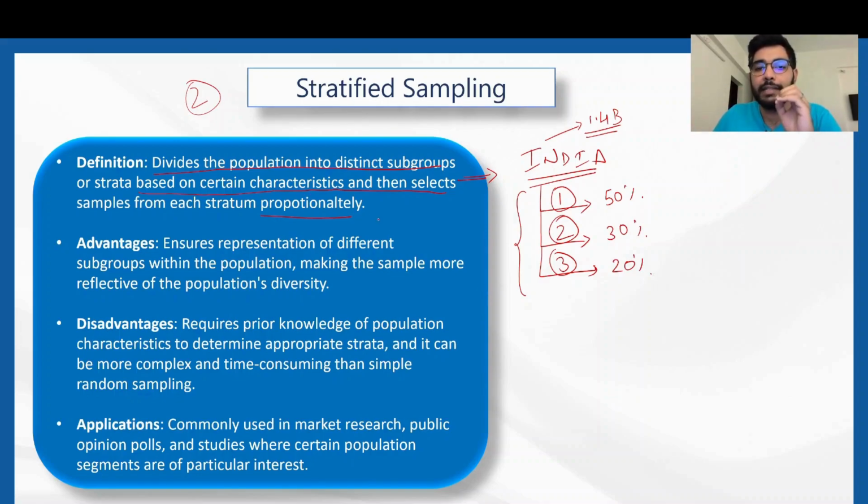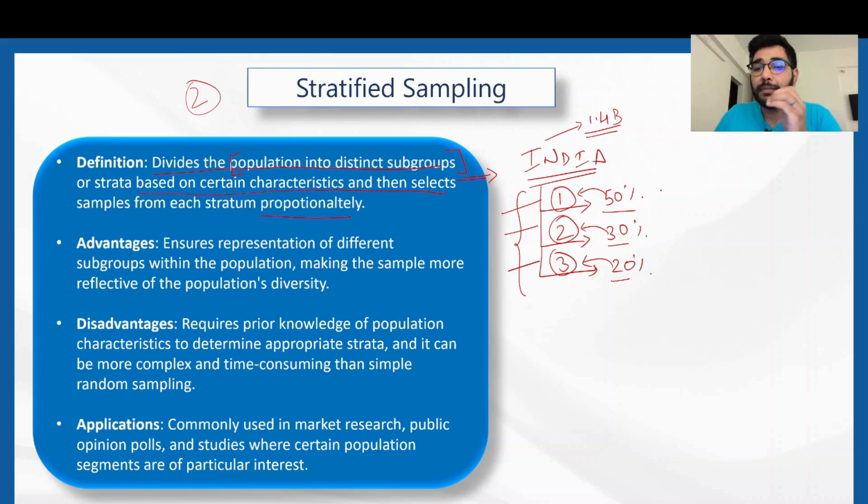Now, what stratified sampling does is it divides the population into distinct subgroups or strata. In our particular case, these are the 3 different subgroups, the 3 states, which are also called the strata, based on certain characteristics. What are the characteristics? That each of these states has a different percentage of the population in it, right? 50% of the population resides in state 1, 30% in state 2, and 20% in state 3 respectively.